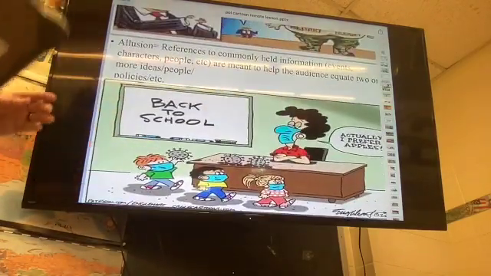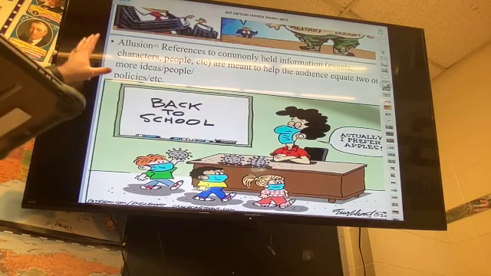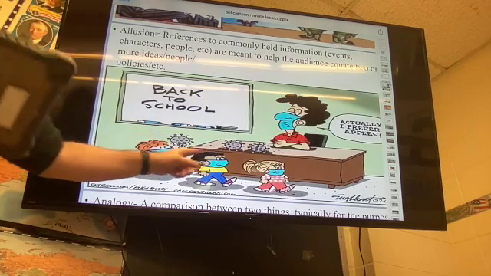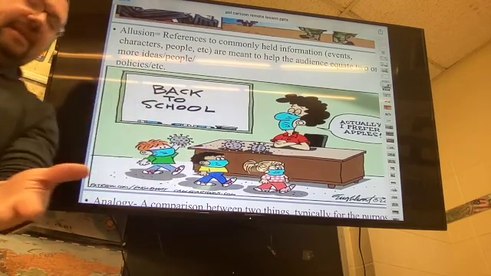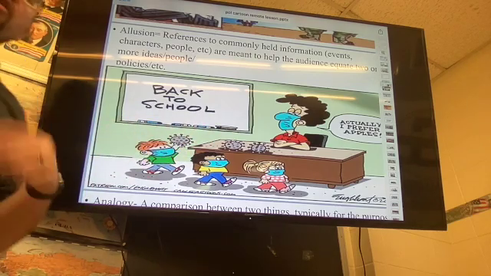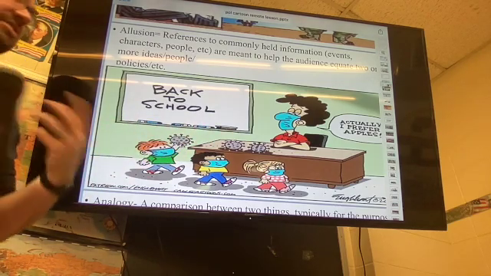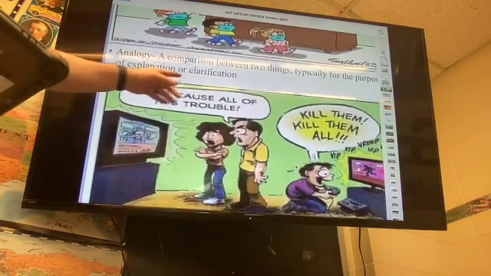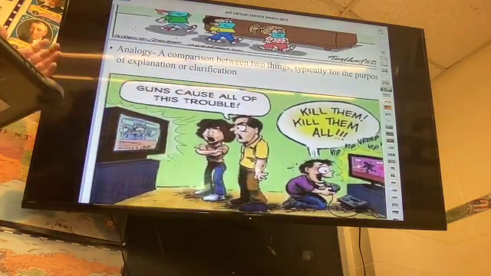All right, sorry about the bells, and everyone email me as I do this, by the way. Allusion, reference back to something commonly known information. I just told you about the apples. We commonly know that now because I told you about apples given to teachers, except this one is showing the COVID instead. Now, again, you already know this because I just told you about it. It's common knowledge. Analogy, comparison between two things, typically for purpose of explanation or clarification.